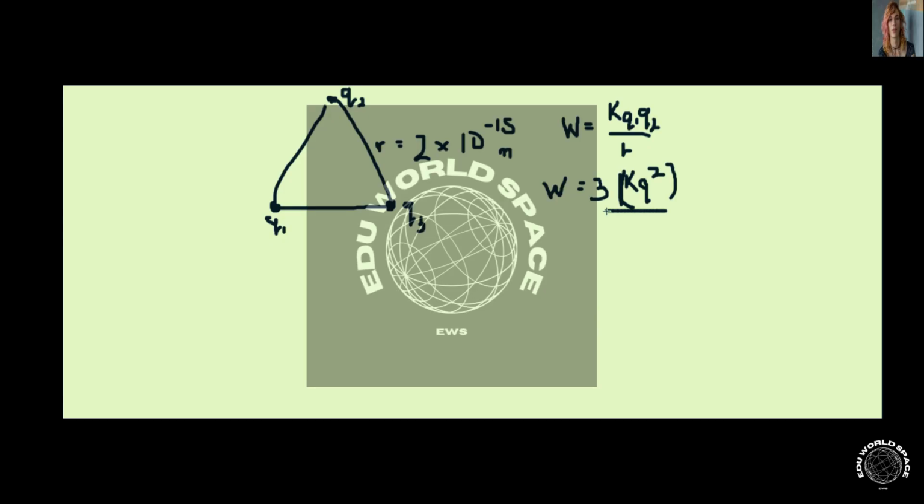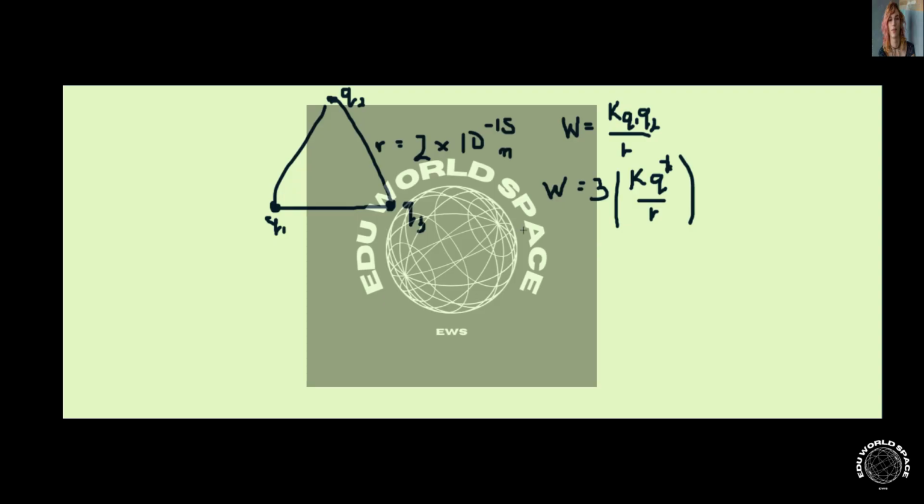The radius is also included in the brackets. Let me get the eraser going. Let me just start over. All right. So 3 times Coulomb's constant times the two charges, so q squared, over the radius. So this is the total work done.